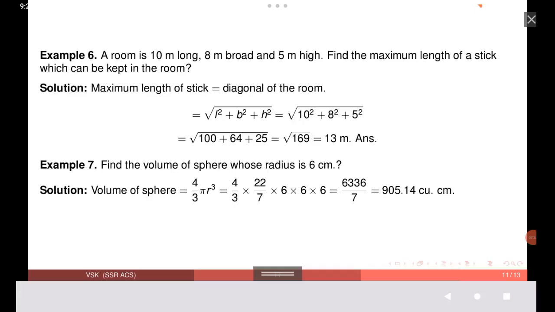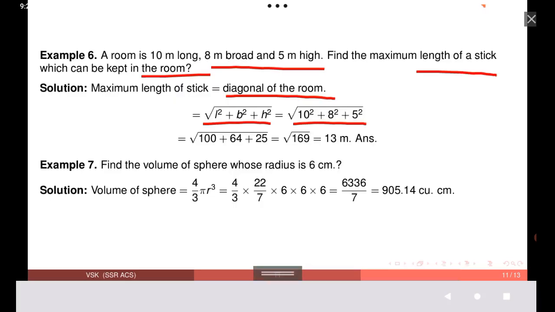Next one is a room is 10 meter long, 8 meter broad and 5 meter high. Find the maximum length of a stick that can be kept in the room. So naturally the length of stick will be the diagonal of that room. So diagonal of that room will be under root L square plus B square plus H square. So putting all these values over here from 10, 8 and 5, we'll get 100 plus 64 plus 25, that is under root 169. That will be 13 meters. So this will be the length of the stick which can be put in the room. So it is very easy.